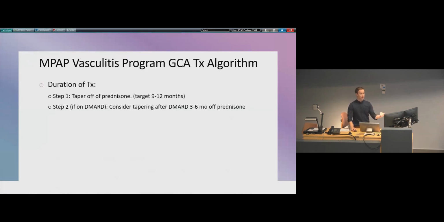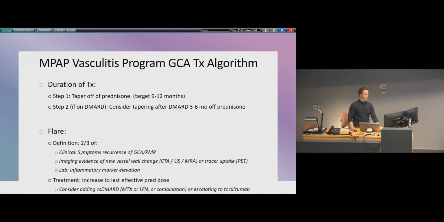Duration of treatment, trying to get them off of prednisone in 9 to 12 months. If on a DMARD, I'm looking at starting to taper that after about 3 to 6 months, and 3 months, things going well. 6 months if it's been a bit of a rockier course to get there.